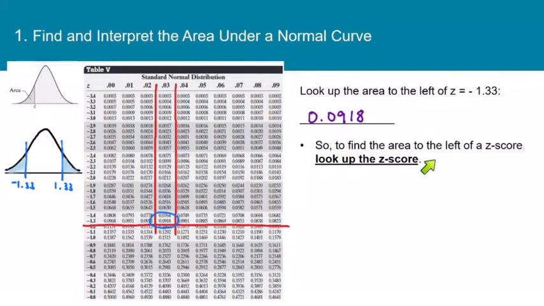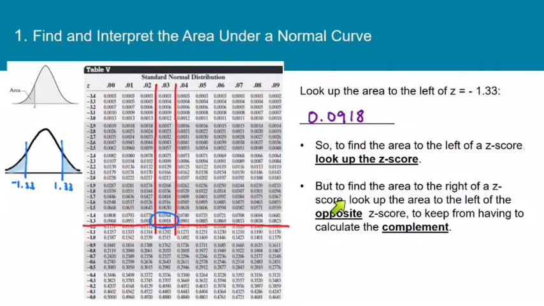So to find the area to the left of a z-score, we can just look up that z-score. But to find the area to the right of a z-score, what we want to do is look up the area to the left of the opposite z-score, and that will give us the correct area without having to calculate a complement. So to find the area to the left of a z-score, we look up the correct sign z-score, but to find the area to the right of a z-score, we look up the opposite sign z-score.